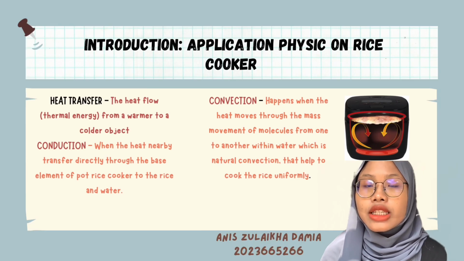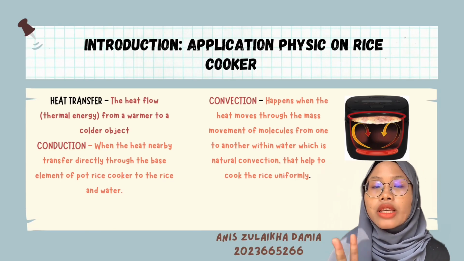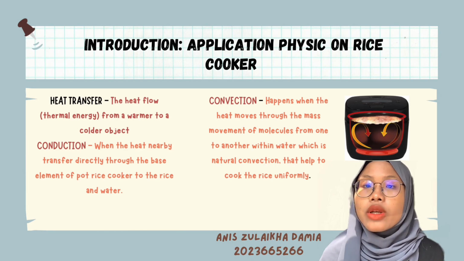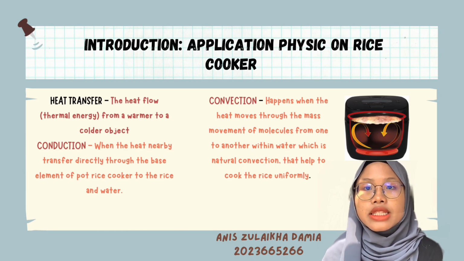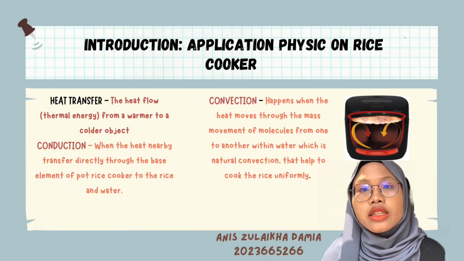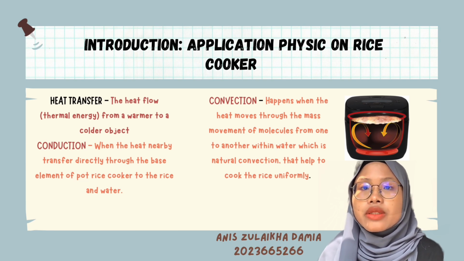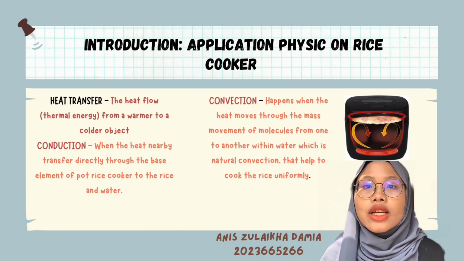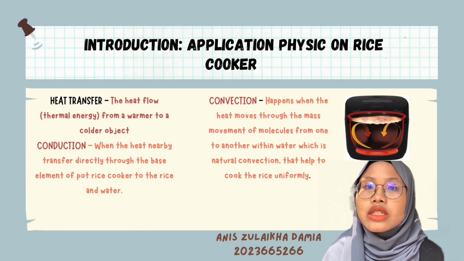Last but not least, heat transfer. There are two types of heat transfer that apply in a rice cooker. First, conduction, when the heat energy from the base heating element is transferred directly through the inner part of the rice cooker to the water and rice. Secondly, convection. It happens when heat moves through mass movement of molecules from one to another within the water, which is natural convection that helps to cook the rice uniformly.